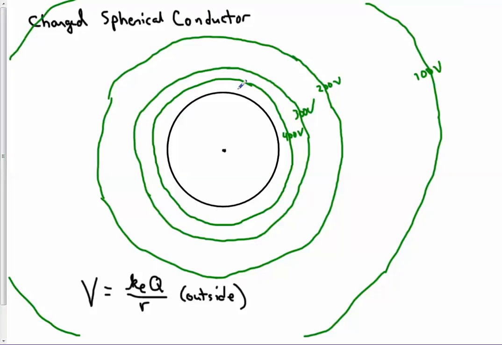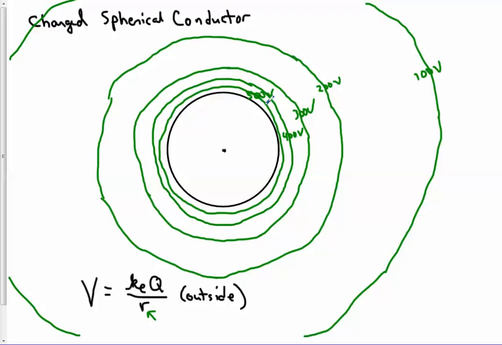Okay, maybe this inner ring that I just drew is 500 volts. And notice that, even though I'm going by hundredths, these are not equally spaced, because the potential is inversely proportional to r. So these equipotentials would not be equally spaced. I'm just making up the numbers, but it would be something like this. That would be the potential field on the outside.